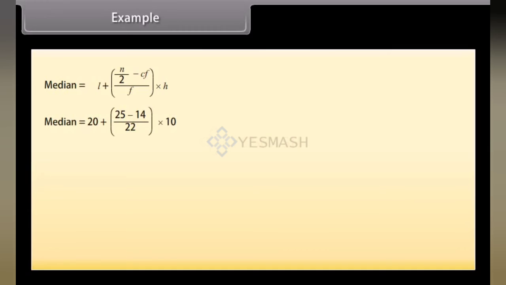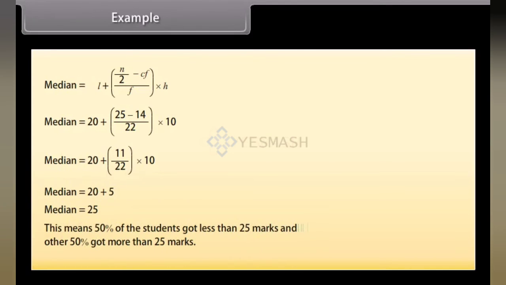Median equals 20 plus (25 minus 14) by 22 into 10. 20 plus 11 by 22 into 10. Median is equal to 20 plus 5, which equals 25. This means 50% of the students got less than 25 marks and other 50% got more than 25 marks.